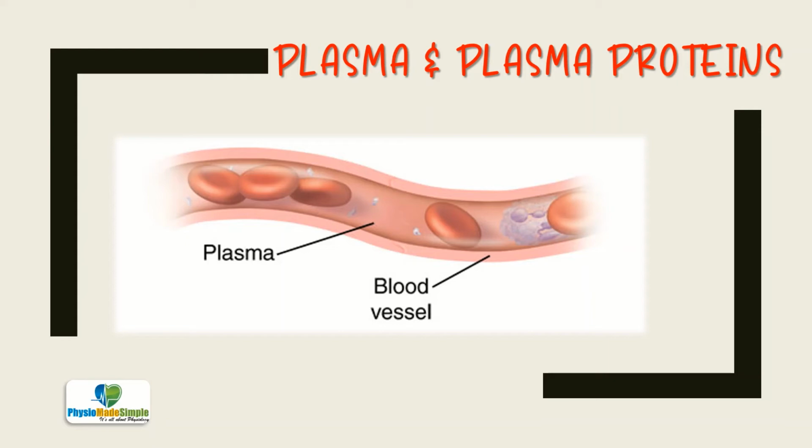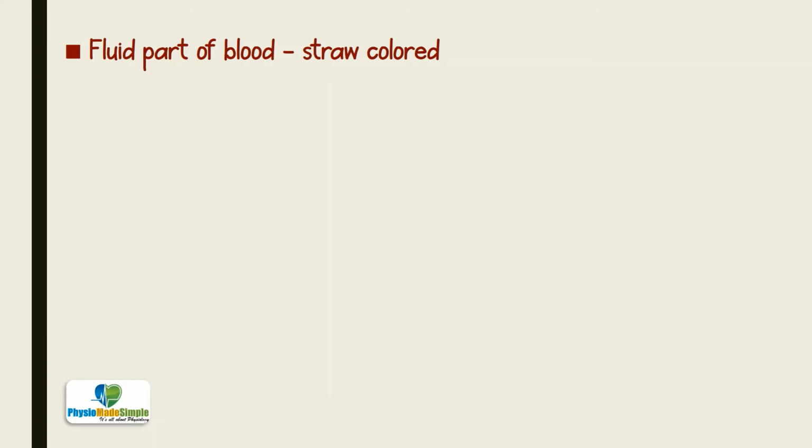Now moving on to the main topic of discussion in this video, that is plasma and plasma proteins. As we saw in the composition of blood, 55% of blood is composed of plasma, and plasma is the fluid part of blood, or to be more specific, it is the plasma that gives the fluid matrix to the blood. That's why it is called the fluid connective tissue. So plasma is the fluid part of blood, and it is straw colored or slightly yellowish in color.